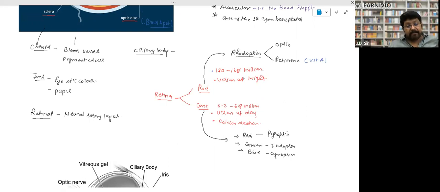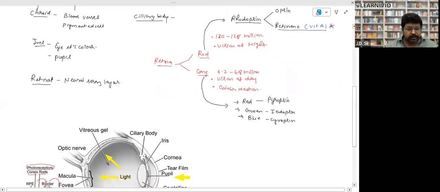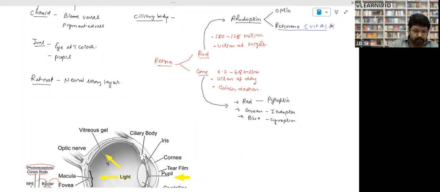Approximately 120 to 125 million rod cells are found in our eye, right? Rod cells have a pigment called rhodopsin. Rhodopsin is made up of two things, opsin and retinene, right? Retinene is basically made up of vitamin A. That is a question. Right, opsin and retinene. Then cone cells. There are 6.3 to 6.8 million cone cells. They give us vision at daytime. They help in color detection. There are three types of compounds found in the cone cells. Red color is detected by erythropsin, green color by iodopsin, and blue color by cyanopsin.